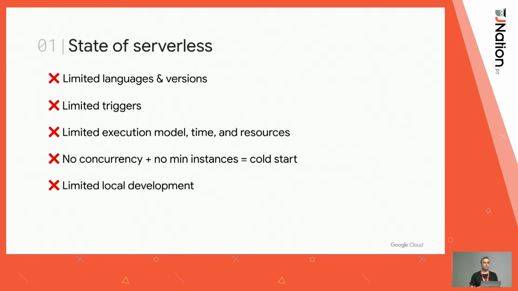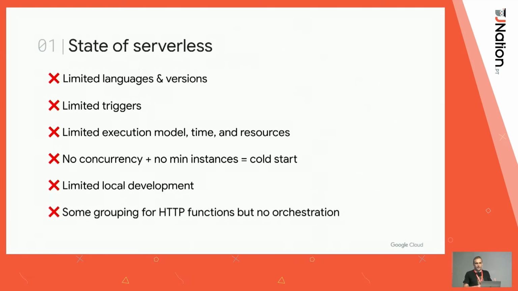So you had to deploy your function in the cloud and call it to see if it works. And we had some grouping for the HTTP functions, but there was nothing complicated. It was just basically a way to group them, but you couldn't do more complicated orchestrations or anything like that. So this was a good beginning, but it was very limited for the things that you wanted to do. It was for very small microservices that did very quick things, but that was pretty much it.